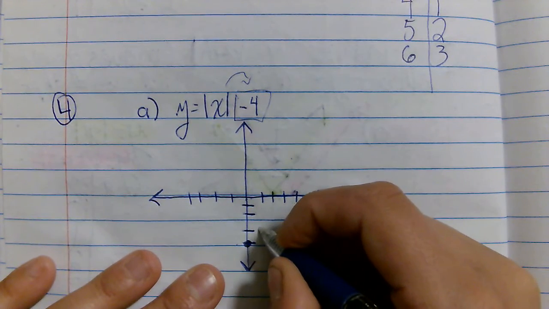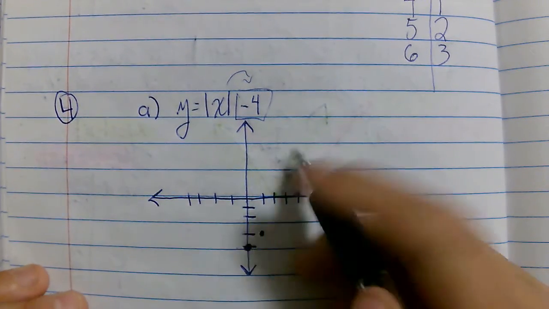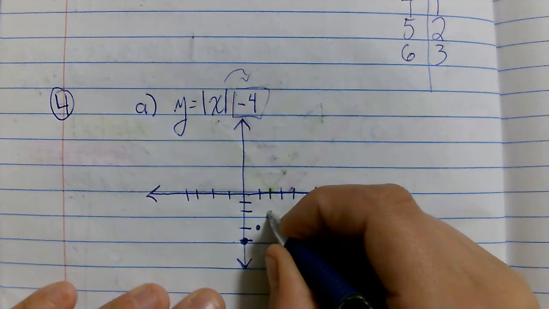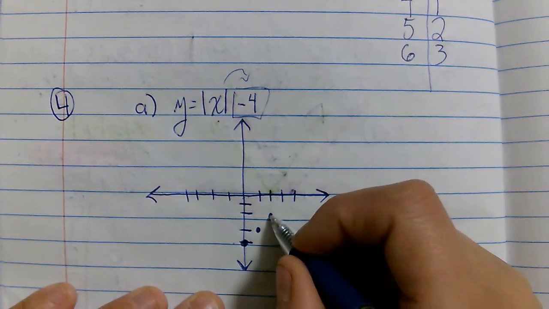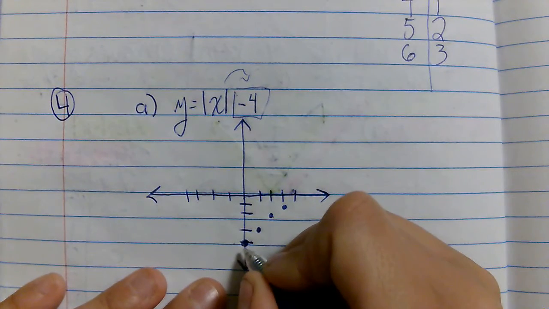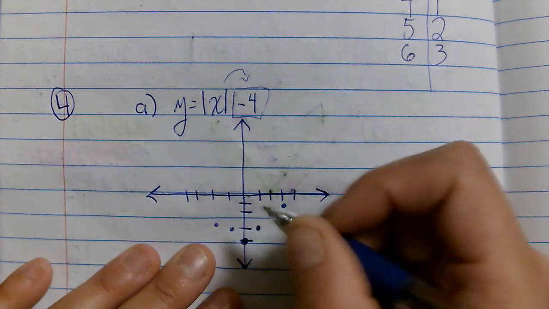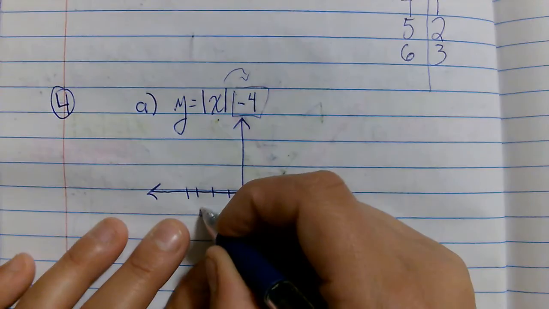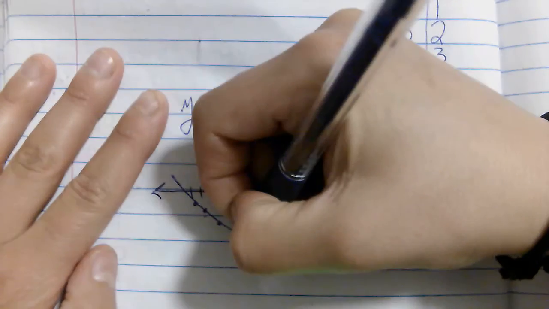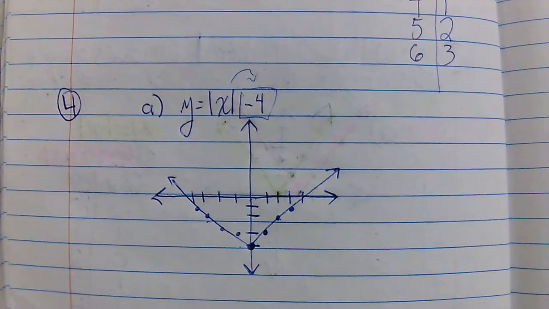So up 1 over 1, all right, so this point would be at (1, -3), and that makes sense because if I plug in 1, I'd get 1 minus 4, that's -3. Up 1 over 1, so that would be (2, -2), that still makes sense, and then up 1 over 1, that would be (3, -1), we're still good. So I'm going to do pretty much the same thing, just on the other side of my vertex here. Right about there, and right about there. So connect with a V. All right, and there you have it.